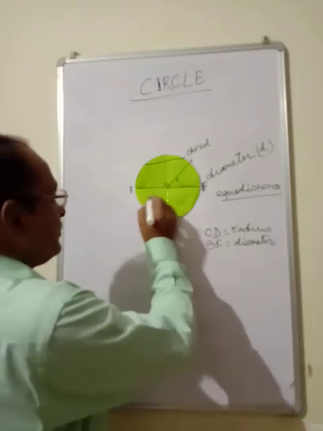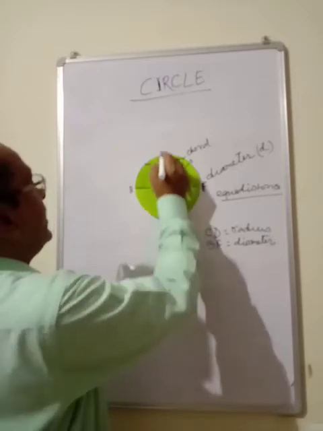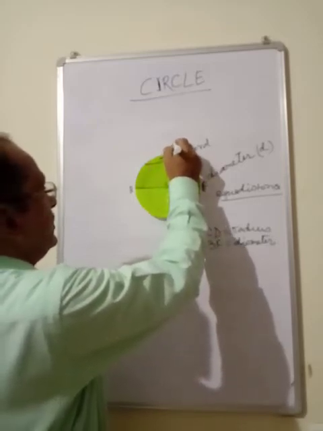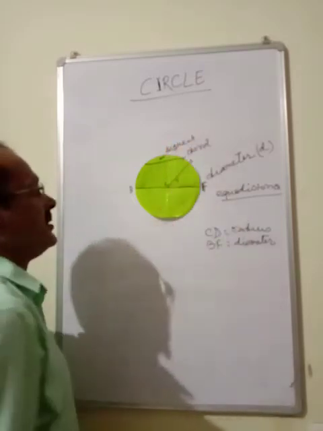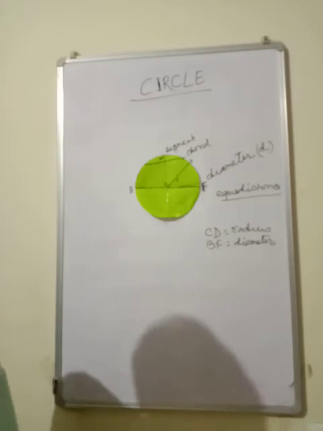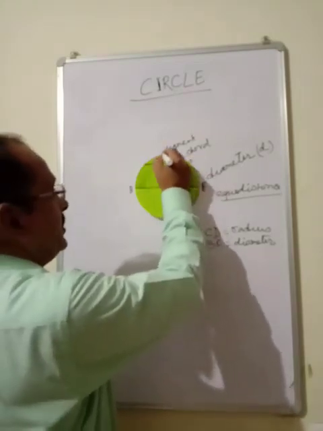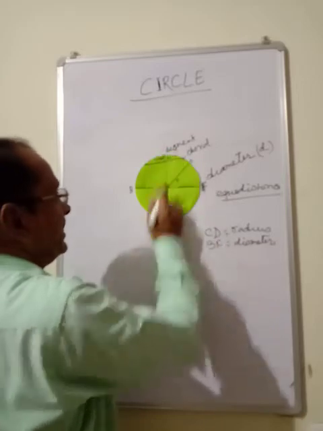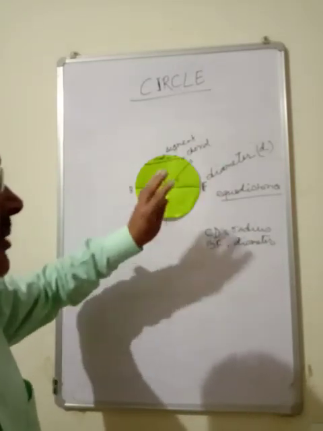Now see, this smaller part is known as a segment. The region between the chord and the arc is called a segment. This side is also a segment. So these are the parts of the circle.